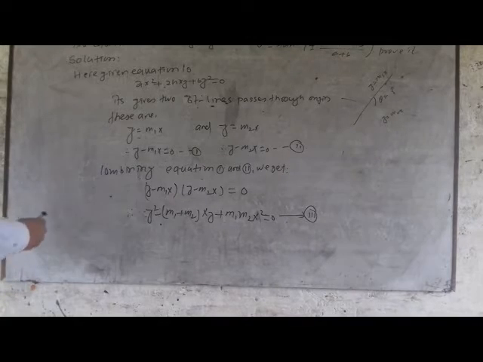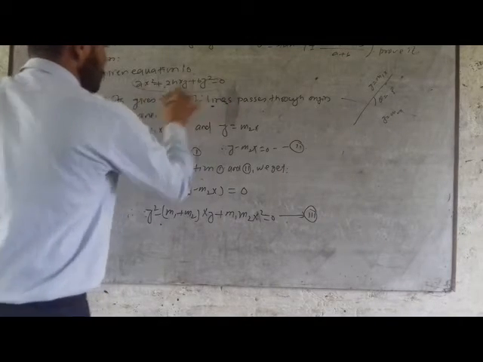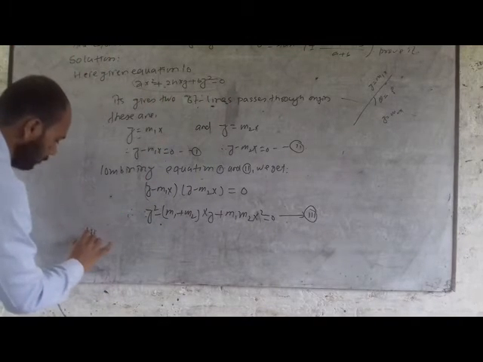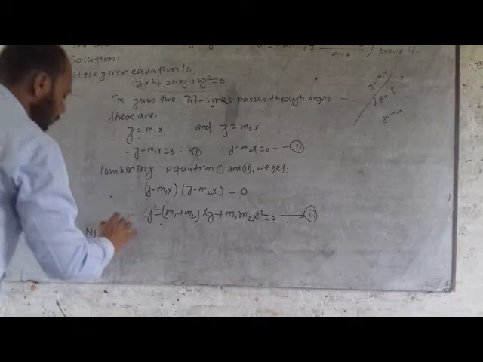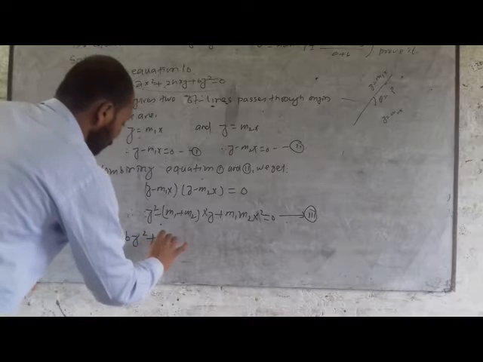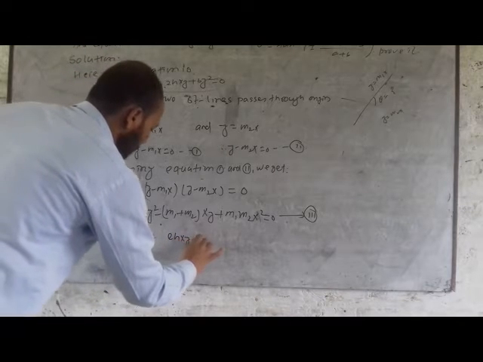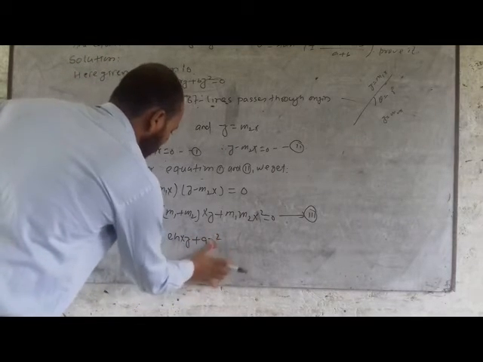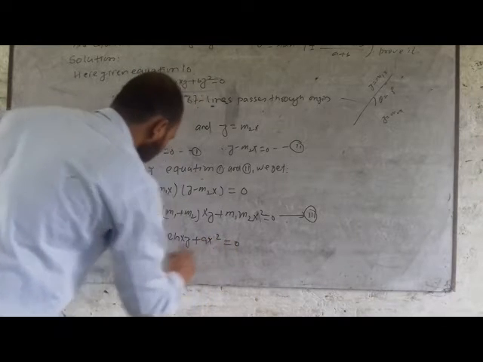And here, from this equation, we can easily write, now it is written in the form of by square plus 2hxy plus ax square is equal to 0.